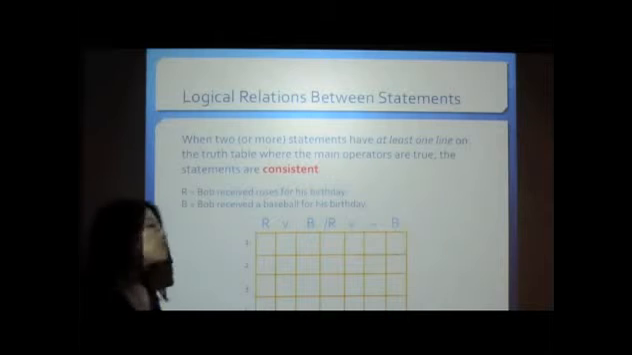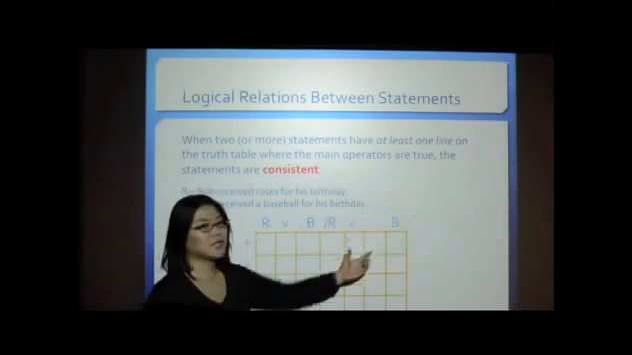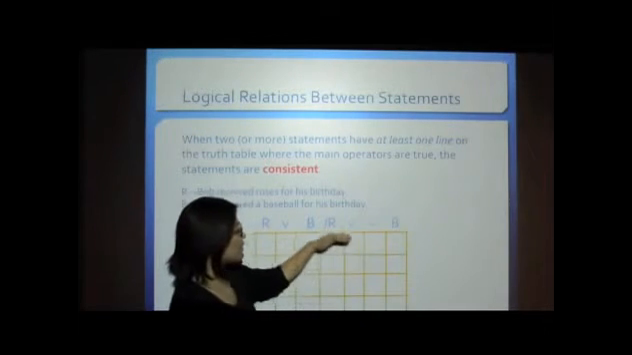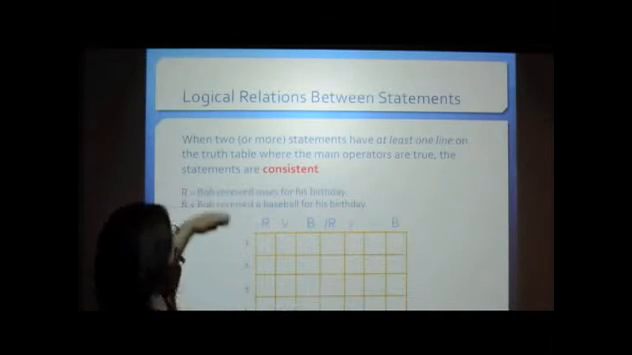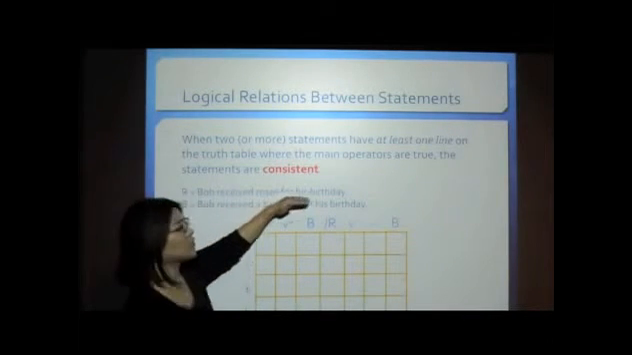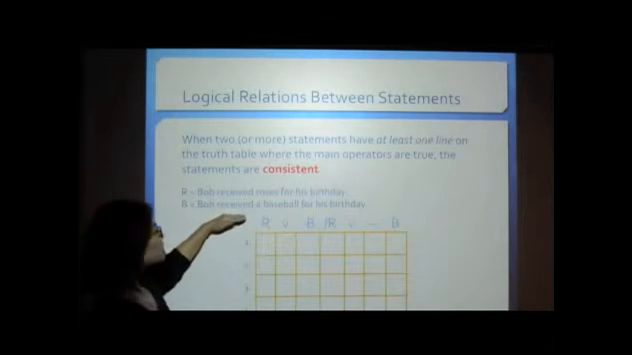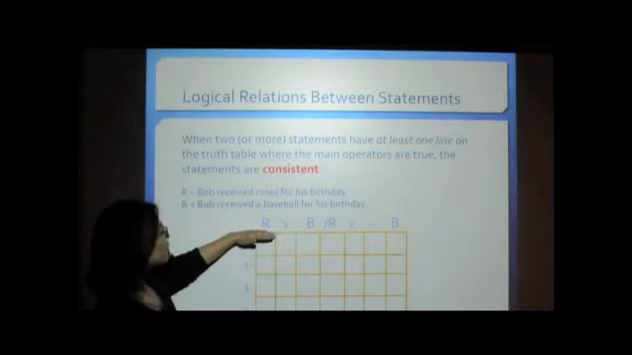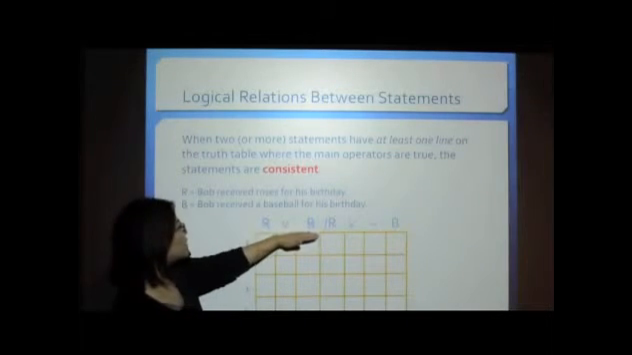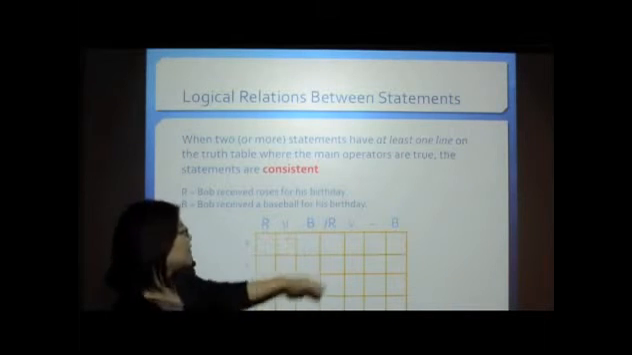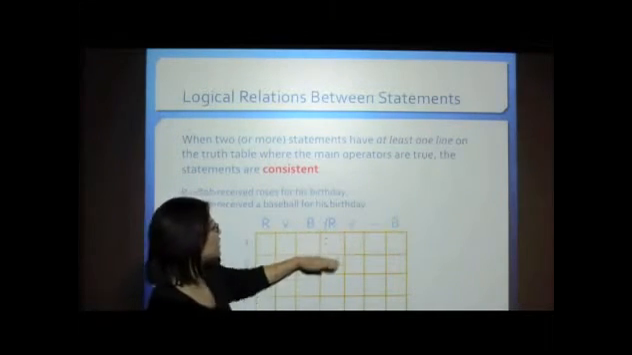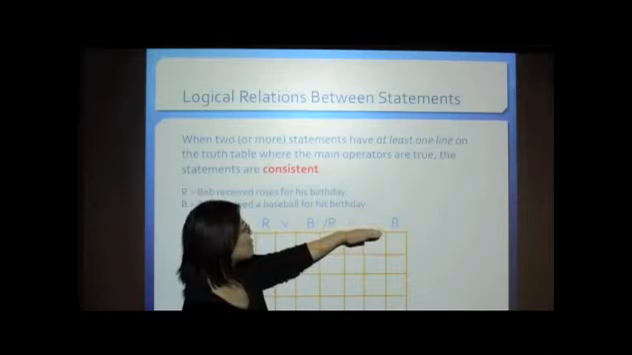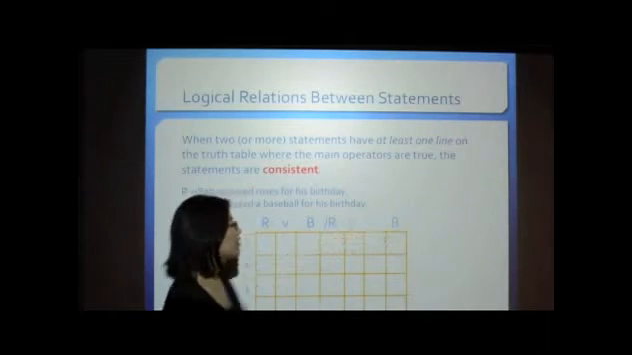So what does this mean? Well, let's do a truth table for these two statements. Here we have the statement R wedge B, and here we have the statement R wedge not B. R stands for Bob received roses for his birthday, and B stands for Bob received a baseball for his birthday. So this statement reads, Bob received roses for his birthday, or Bob received a baseball for his birthday. And this statement here, which is separated by a slash, reads, Bob received roses for his birthday, or Bob did not receive a baseball for his birthday.